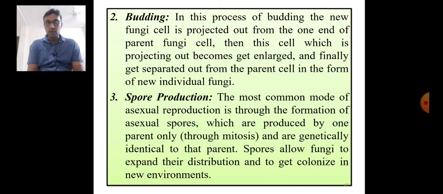Okay, now the third method of asexual reproduction, that is spore production or production of a spore. The most common method of asexual reproduction is through the formation of asexual spores, which are produced by the parent only, and they are genetically identical to the parent. Spores allow fungi to expand their distribution and to get colonized in a new environment.